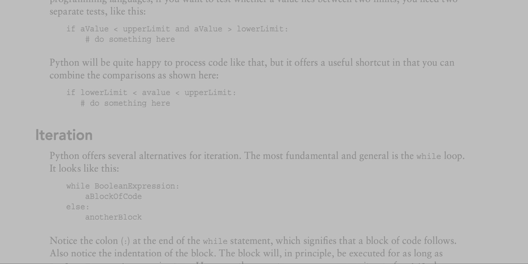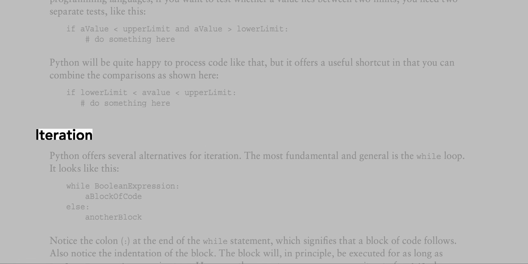One final comment on Python's comparison expressions is worth making here. In many programming languages, if you want to test whether a value lies between two limits, you need two separate tests, like this: if a value is less than the upper limit and a value is greater than the lower limit, # do something here. Python will be quite happy to process code like that, but it offers a useful shortcut in that you can combine the comparisons as shown here: if lower limit < a value < upper limit, # do something here.